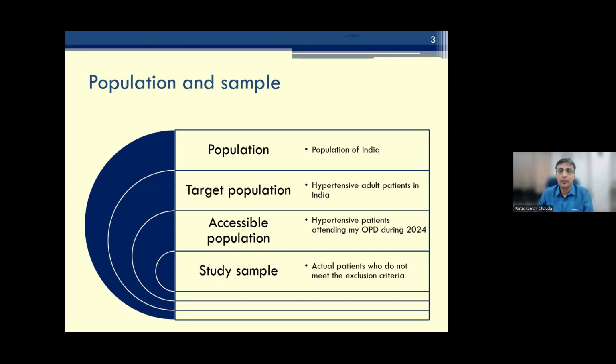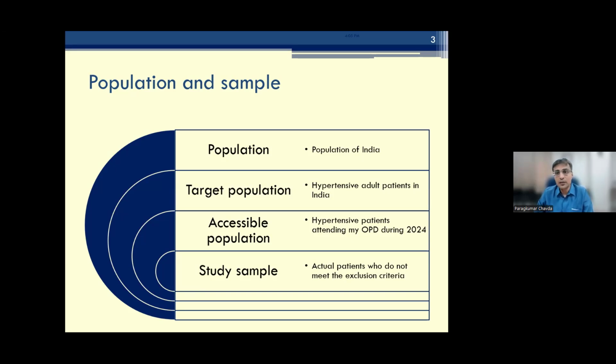Among the target population, I am not treating all the adult hypertensive patients available in India. I am treating only those patients who come to my OPD. So only that subsection of the target population who is accessible to me becomes my accessible population. I will say adult hypertensive patients attending my OPD in a particular year, say for example 2025, becomes my accessible population. That population is accessible to me.